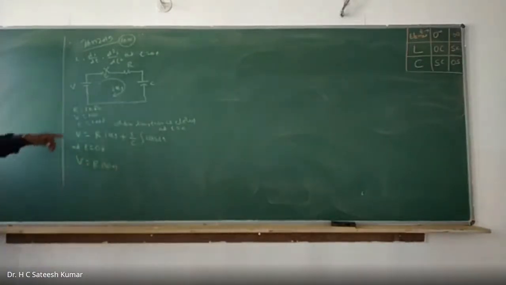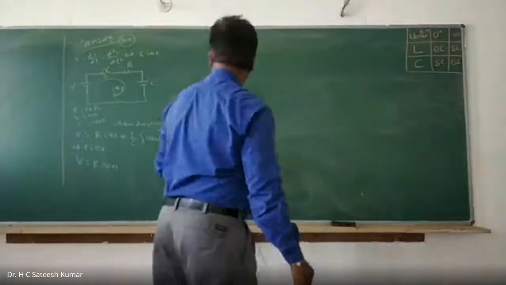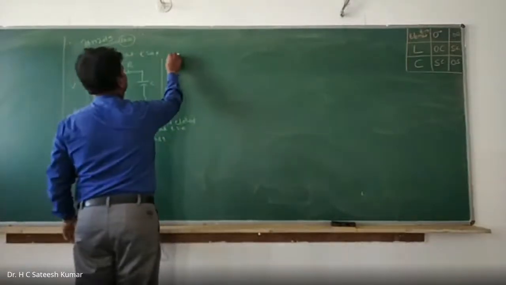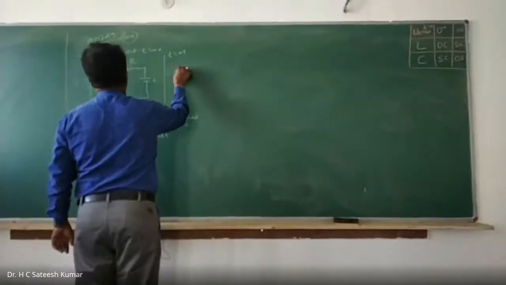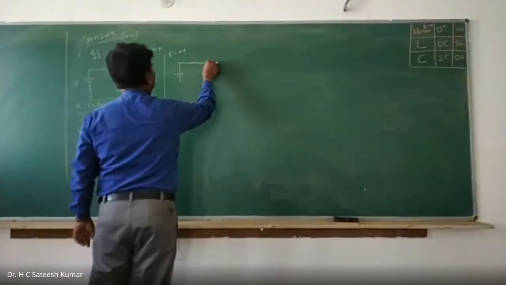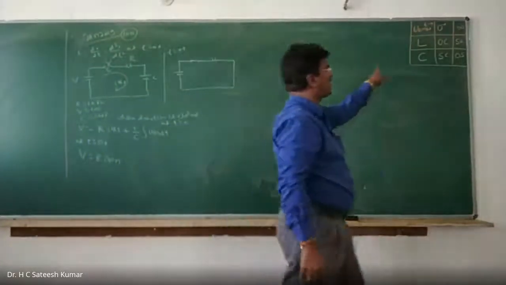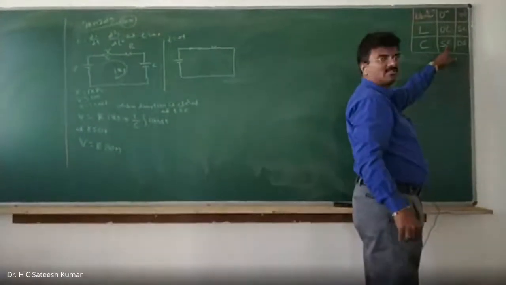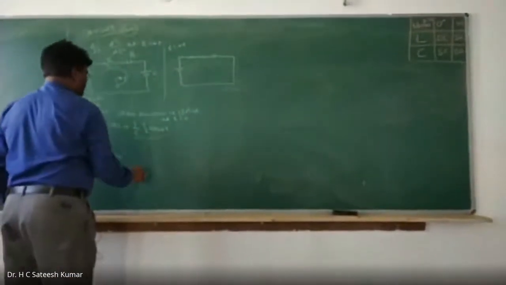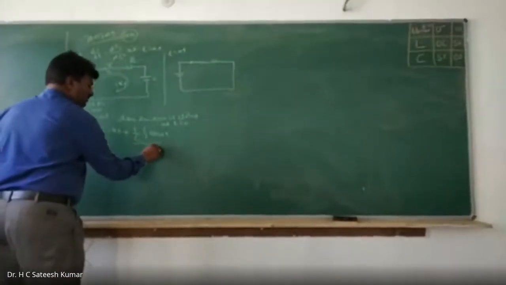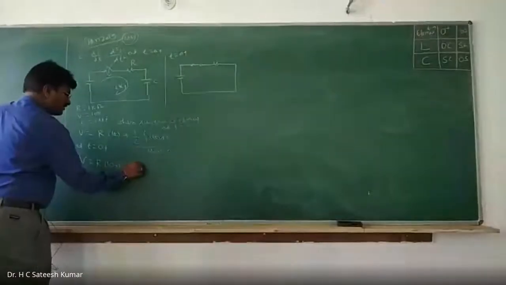Now, when the switch is closed, what is the equivalent circuit? We can draw the equivalent circuit at t equal to 0 plus. When the switch is closed, there is a resistance and a capacitance, and at t equal to 0 plus, the capacitance acts as a short circuit. So the voltage across it, v of 0 plus, is equal to 0.